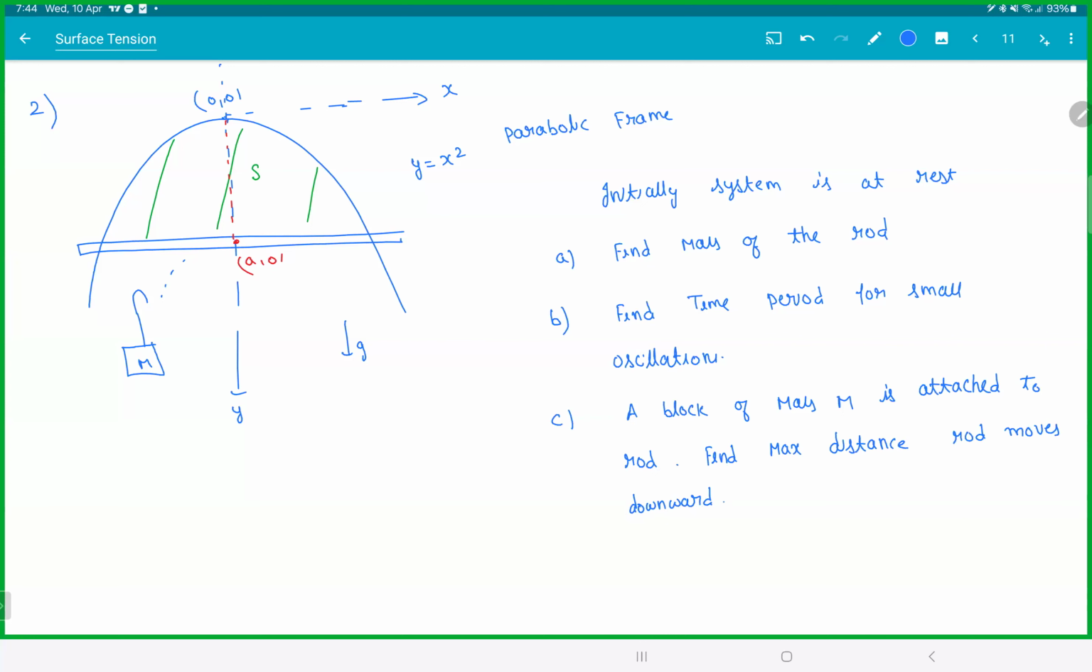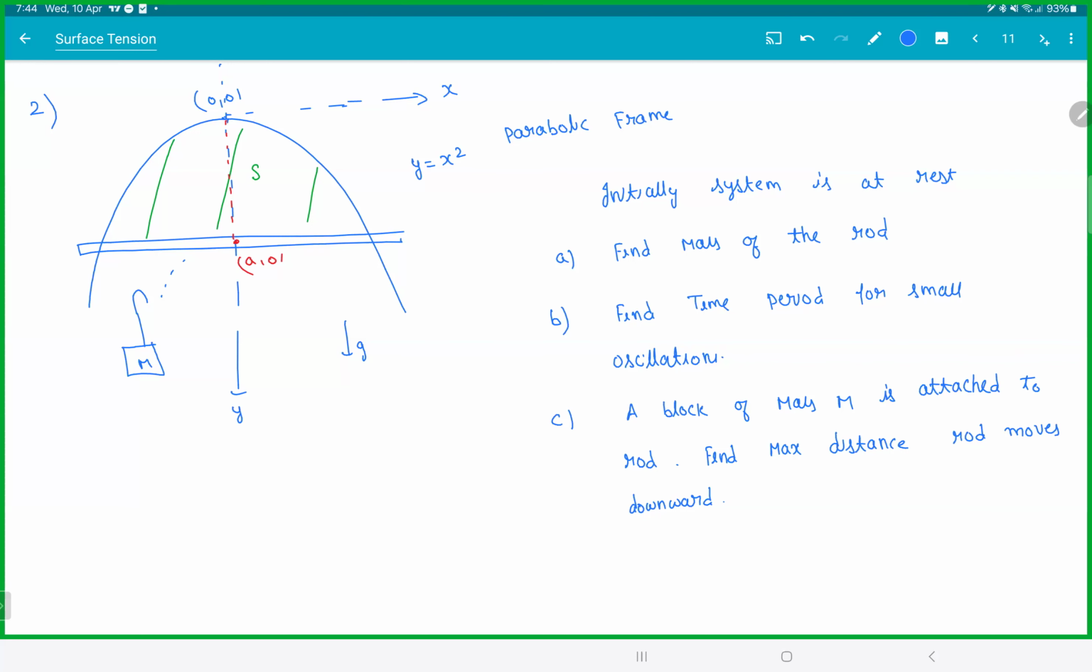Questions clear, everyone? 3 parts. Initially, the system is at rest. Find the mass of the rod. If you disturb it, it will oscillate. Find the time period of oscillations. Third part, you took a mass m with a hook and you kept it on the rod, and this thing started going down. Find the maximum distance the rod moves.